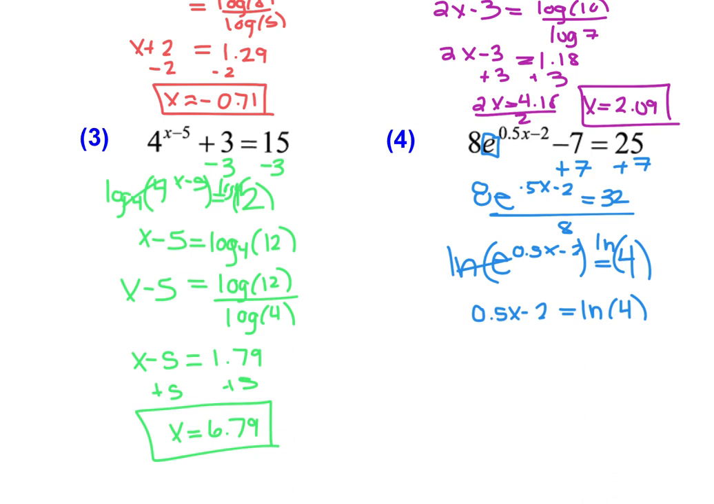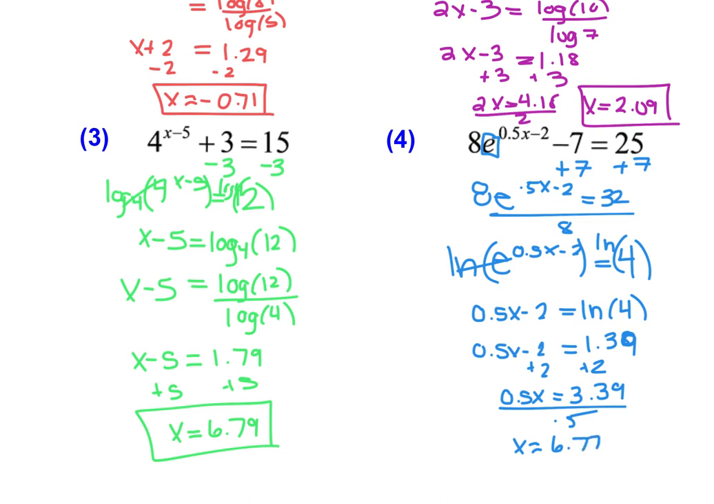So if I have natural log and I put 4 on the inside, I find that that's approximately 1.39, rounded to 2 decimals. We then need to add 2 to each side, so we have 0.5x is equal to 3.39. Then divide by 0.5. And we end up with x is approximately 6.77.